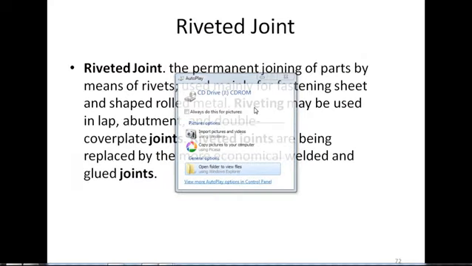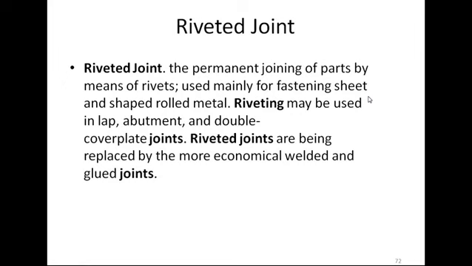Okay friends, today we are going to see about the riveted joints. In industry there are two types of joints: a permanent joint and a non-permanent joint. Non-permanent joints are made by using fasteners, meaning nuts and bolts. When we use nuts and bolts, we can easily dismantle and reassemble the parts.